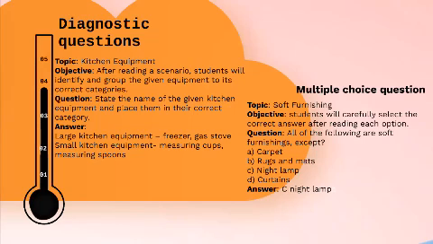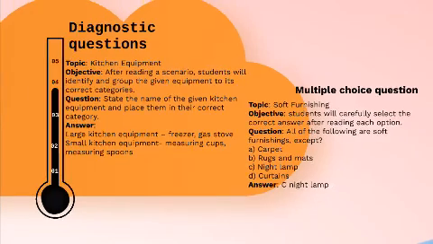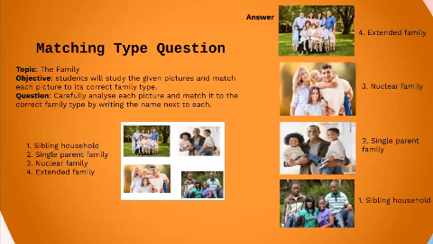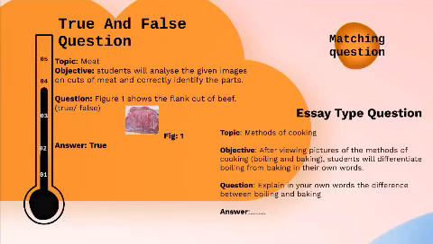Multiple choice question. All of the following are self-punishing except true and false question. Which of the flank cut of beef? Essay type question. Explain in your own words the difference between boiling and baking. Multi-type question. Carefully analyze each picture and match it to the correct family type by right age.